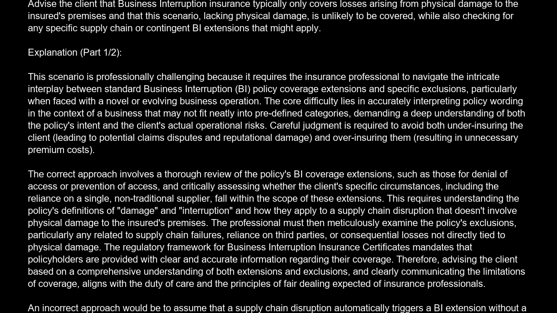Therefore, advising the client based on a comprehensive understanding of both extensions and exclusions, and clearly communicating the limitations of coverage, aligns with the duty of care and the principles of fair dealing expected of insurance professionals.